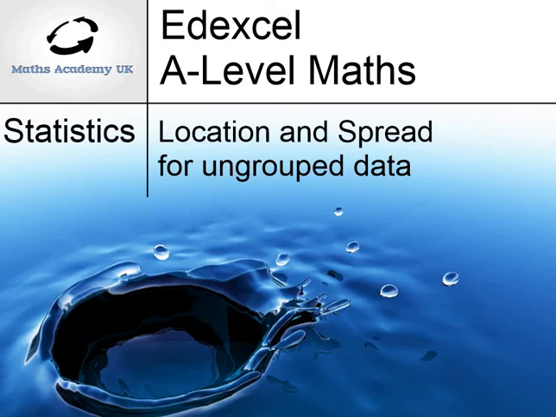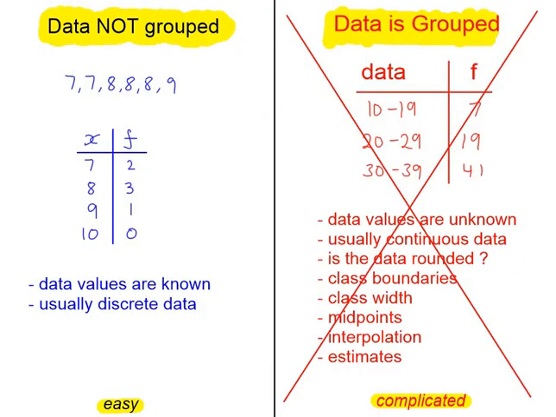Measures of location and spread for ungrouped data. So here we look at data that might be in a list or in a frequency table where the data has not been grouped, so individual data values which are known.